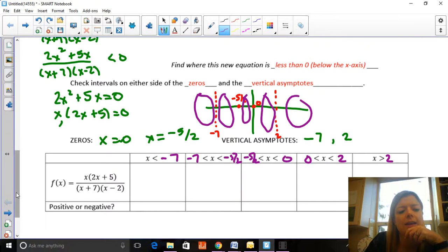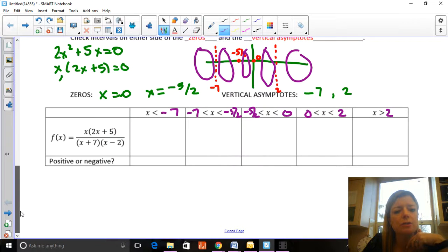I'm looking for any of the negatives. Anywhere where it's negative, that's going to be the solution to my inequality, because that's what I'm trying to solve. When is this function less than 0? Notice how I put the function here in factored form. When it's in factored form, it's quite a bit easier to determine if it's positive or negative, and I'll show you why.